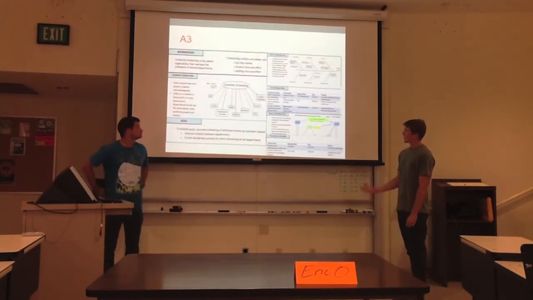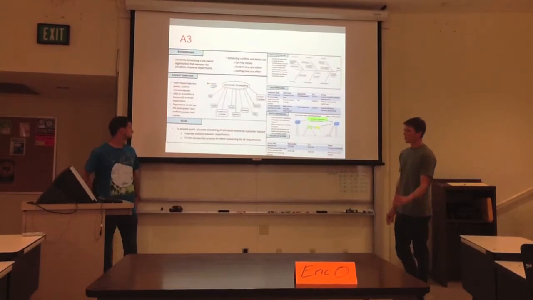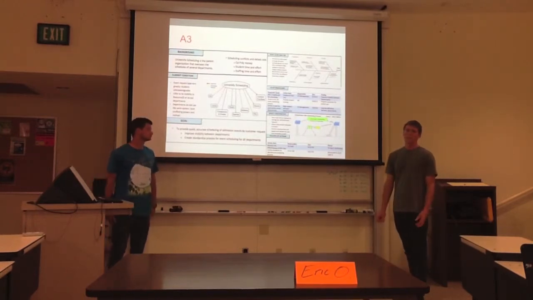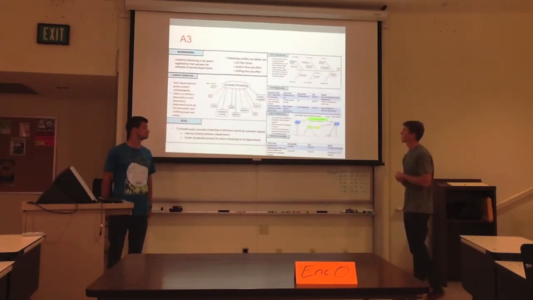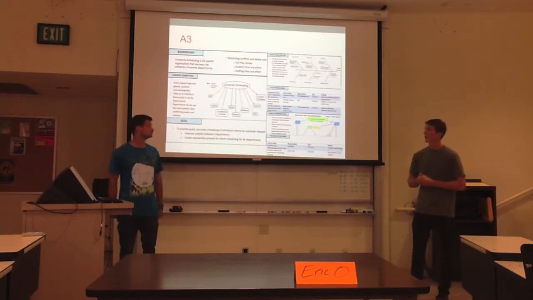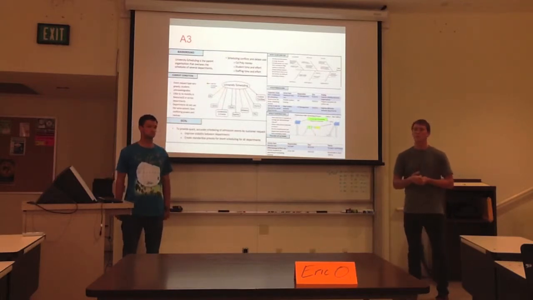So we kind of already went over the background, the current condition. The goal is to provide quick, accurate scheduling for students and have the staff enjoy doing it as well. We saw our root cause, and so I guess I'll talk about our countermeasures. I know you can't really see it, but one of them is that R25 is inadequate to handle this process.